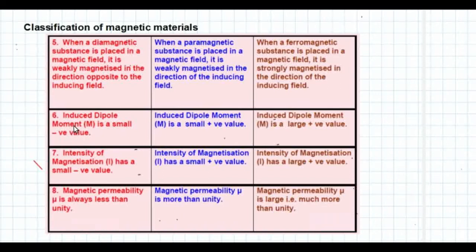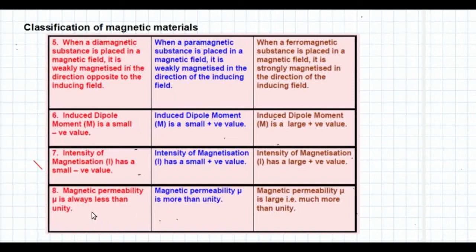The next point is how the dipole moments are different. For a diamagnetic material, the dipole moment is small and negative. For a paramagnetic material, the dipole moment is small and positive. For a ferromagnetic material, the dipole moment is large and positive. Then how the intensity of magnetization differs: it is a small negative value for diamagnetic, a small positive value for paramagnetic, and a large positive value for ferromagnetic material.